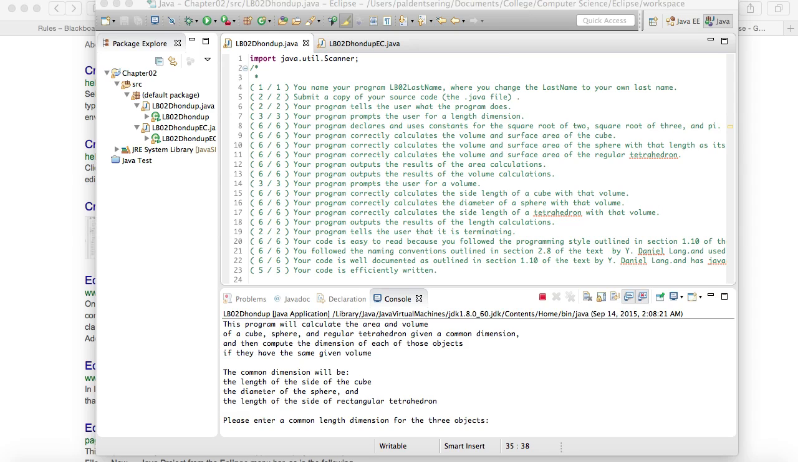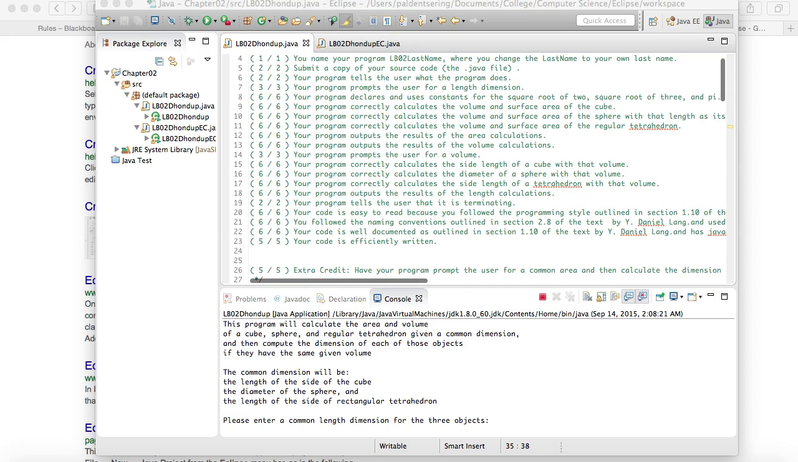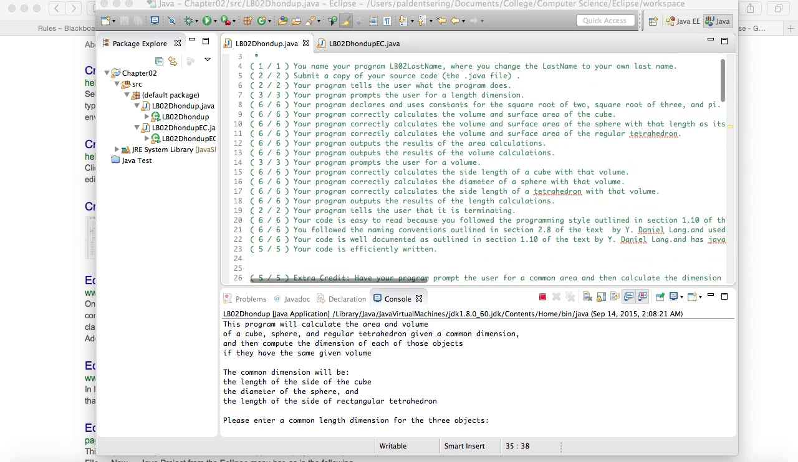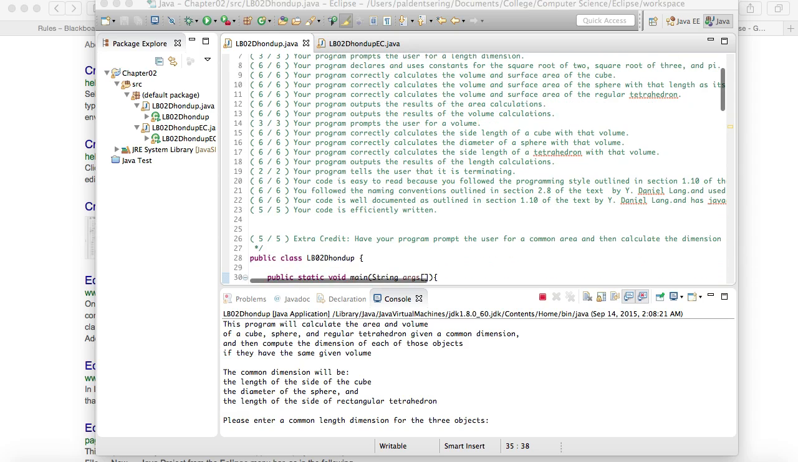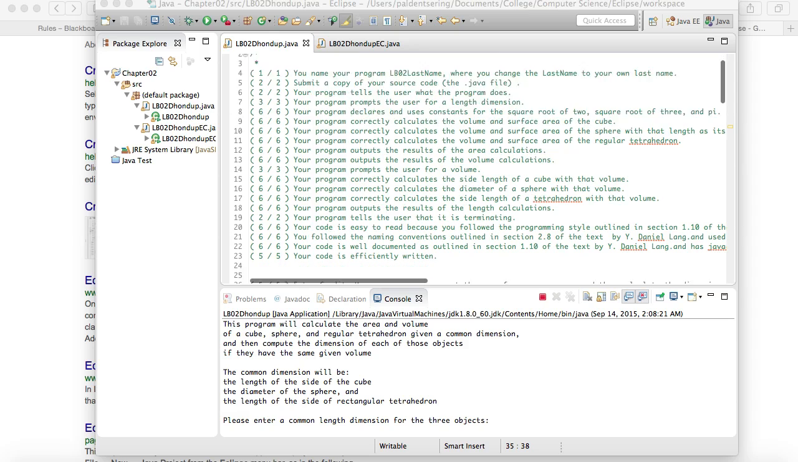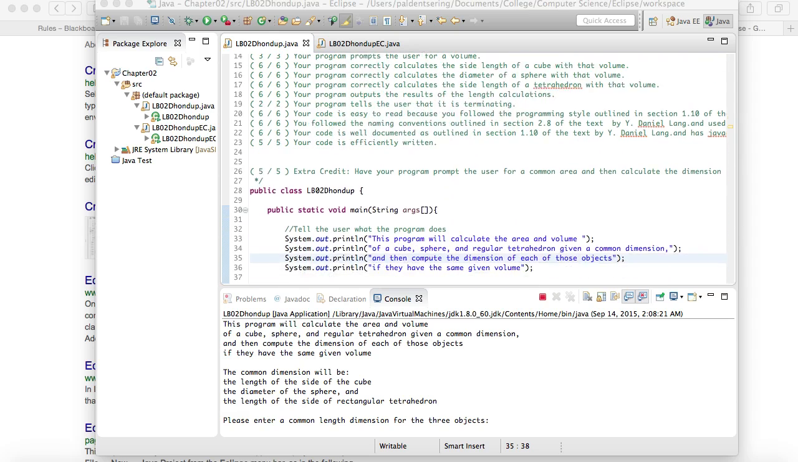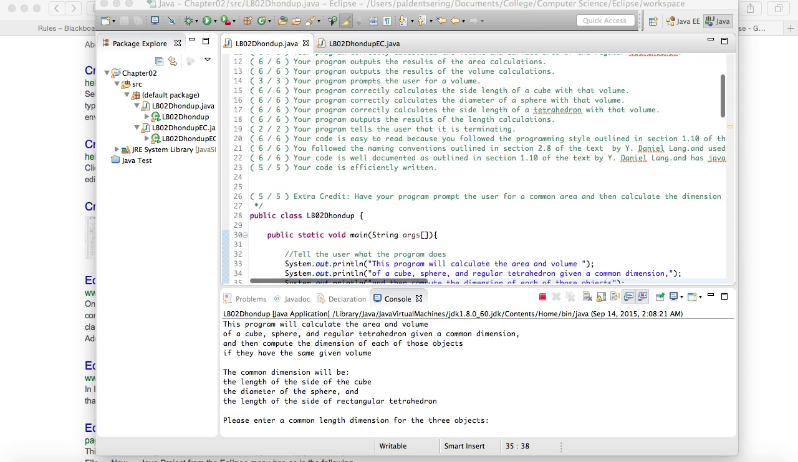Hi Ian, this is Sound the Loop, and this is the program that I wrote, and this is the rubric for the lab. And as you can see, I did the extra credit.